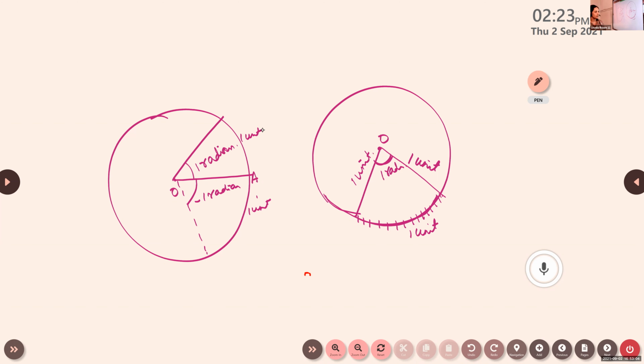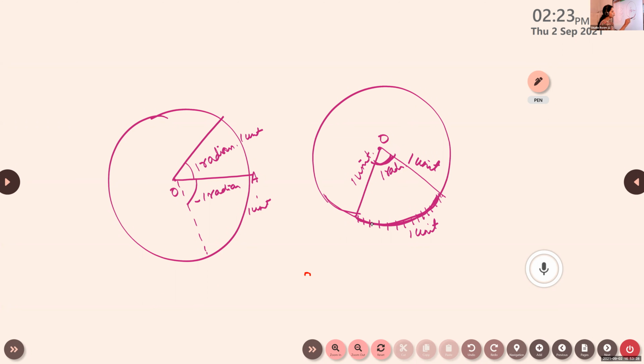Is it clear? Is it okay? So consider a unit circle of radius 1 unit, and an arc length of 1 unit will subtend some angle. That angle only we call 1 radian. So 1 unit will be subtending 1 radian. Okay, listen all of you. 1 unit will be subtending 1 radian.